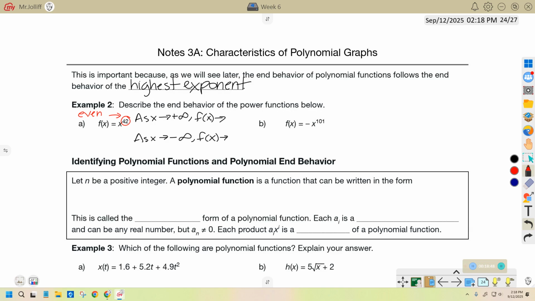Is the coefficient positive or negative? Positive, yeah. Meaning I know both endpoints go up. If both endpoints go up, what value are they approaching? Positive infinity, yeah, on both ends. Good.